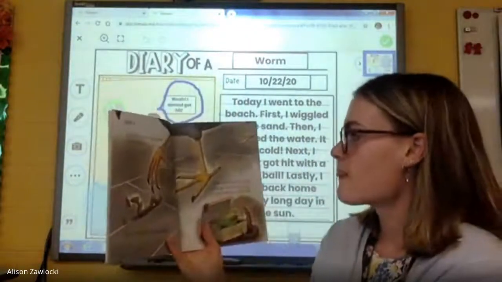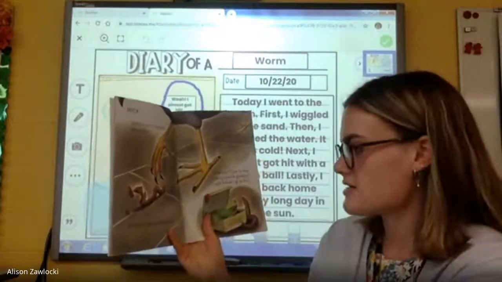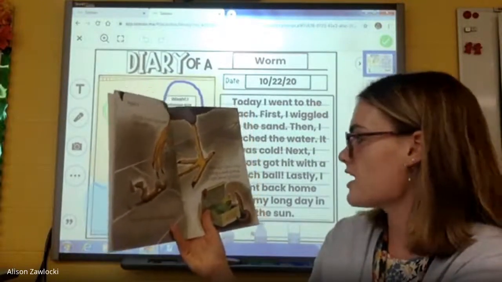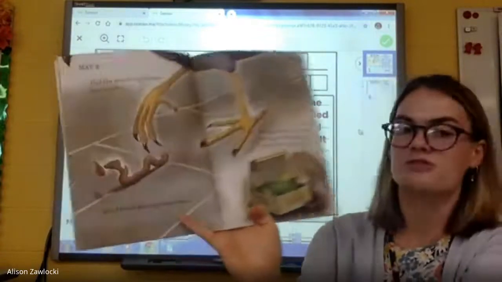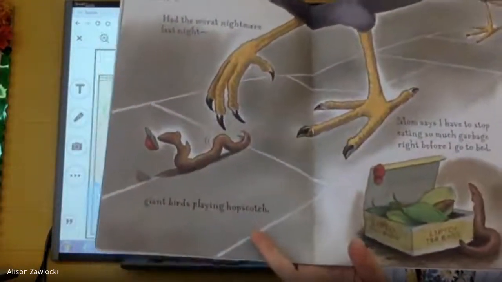May 8th. Had the worst nightmare last night. Giant birds playing hopscotch. Mom says I have to stop eating so much garbage right before I go to bed. So she means literal garbage.